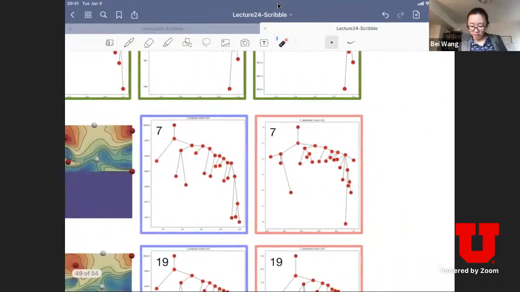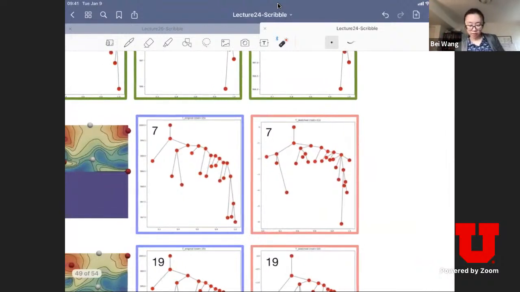Tree 7 is the one that has a large sketch error. So you can see that before and after sketching, the tree structure changed quite drastically. Okay, so this is the one that, in some sense, can be considered an outlier.